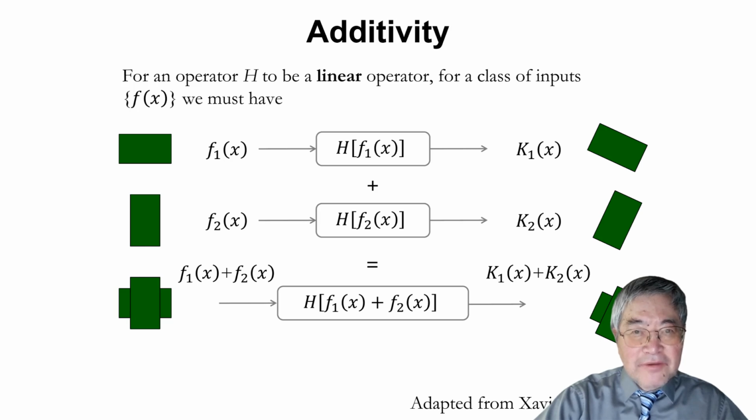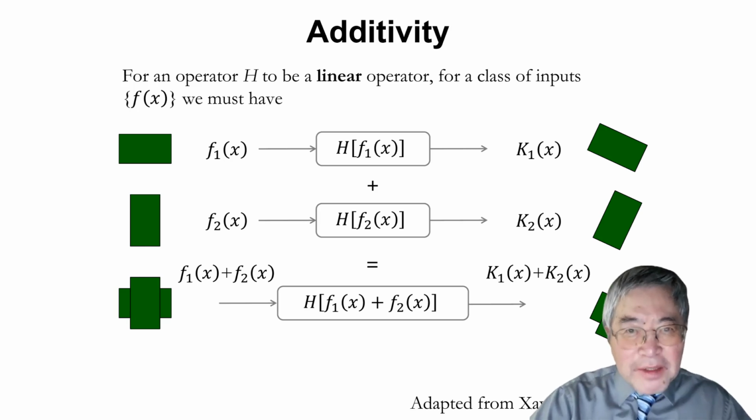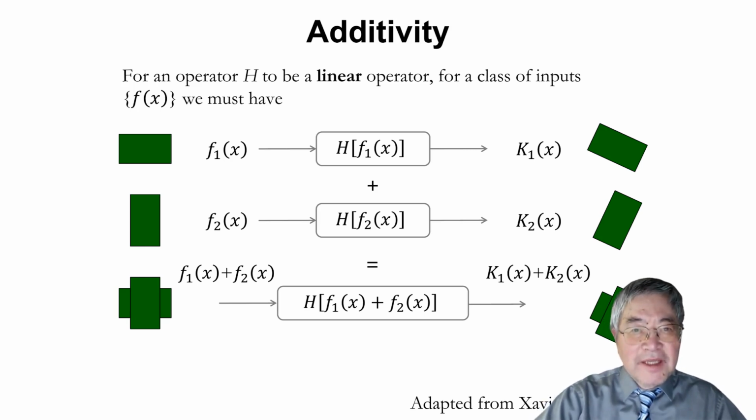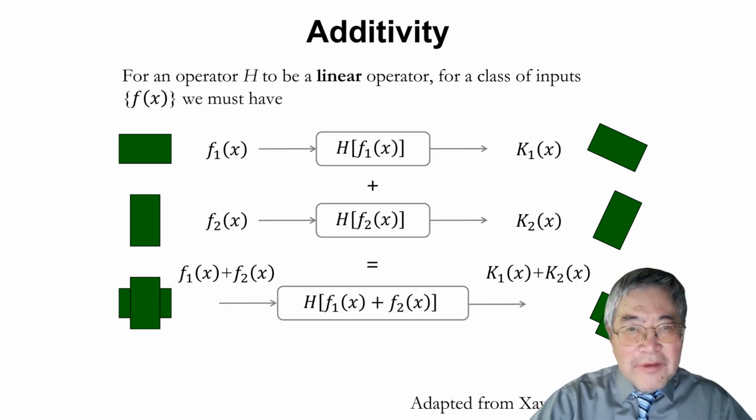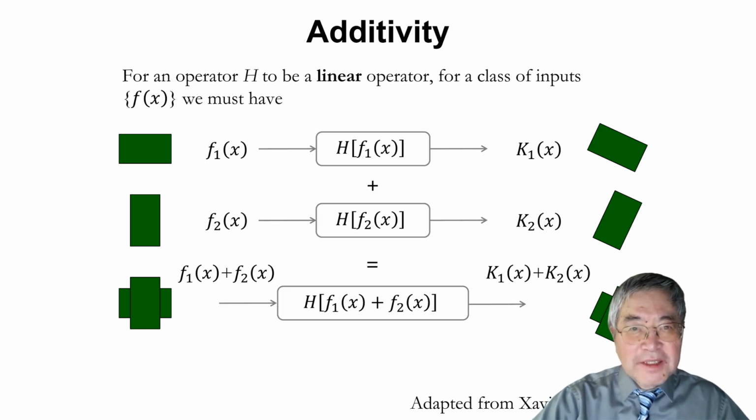Let's now take a closer look at the first key property of linear systems, additivity. Additivity tells us that if we know how a system responds to two individual inputs, let's call them F1 and F2, then we can predict the system's response to their sum. Specifically, if input F1 produces output K1 and input F2 produces output K2, then the response to F1 plus F2 will be simply K1 plus K2. This might sound straightforward, but it's incredibly powerful. Additivity allows us to take complex inputs, break them down into simpler components, analyze each part separately, and then combine the results to understand the whole.